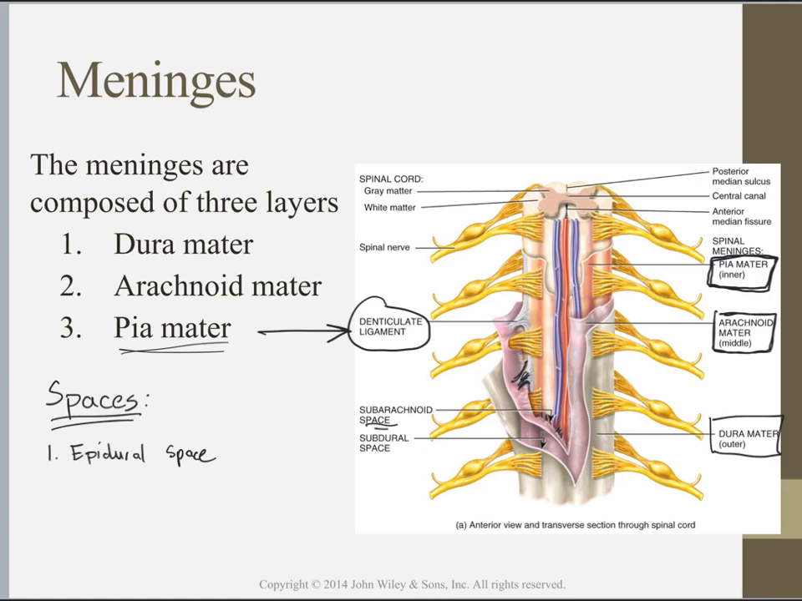Now, the second space is known as the subdural space. So it's the space below the dura mater. The last space is the subarachnoid space. Now, this space is where we're going to find the CSF, the cerebral spinal fluid, flowing around the spinal cord.